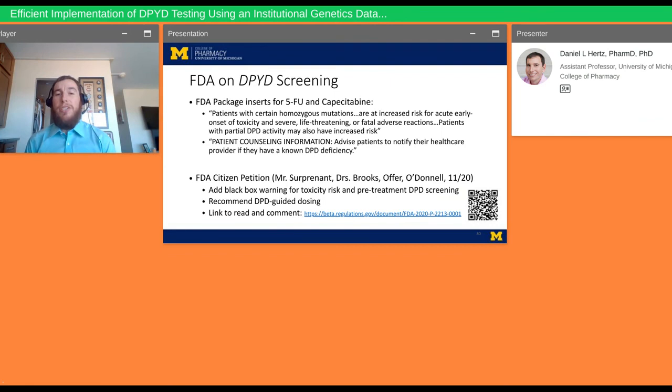So the FDA package inserts for 5-fluorouracil and capecitabine were updated in 2016 to acknowledge that patients with certain mutations in DPYD are at increased risk for severe early onset toxicity that can be fatal, and that patients with partial DPD activity may also have increased risk, which I showed you from earlier studies. In the patient counseling information of the package insert, it advises that patients should notify their healthcare provider if they have known DPD deficiency. The issue is that patients would not know this prior to receiving a fluoropyrimidine.